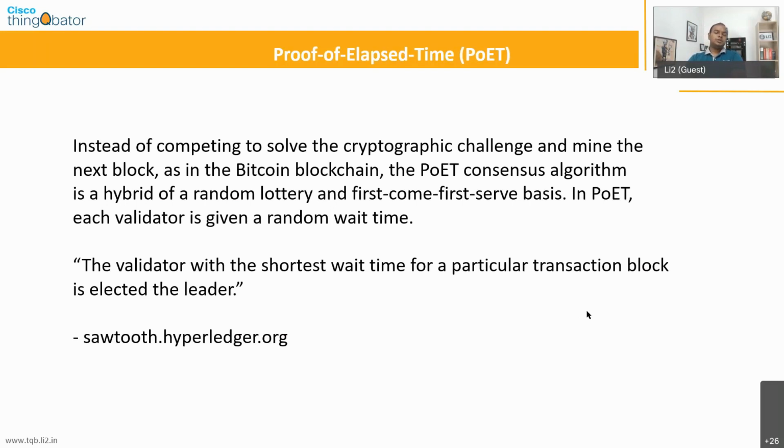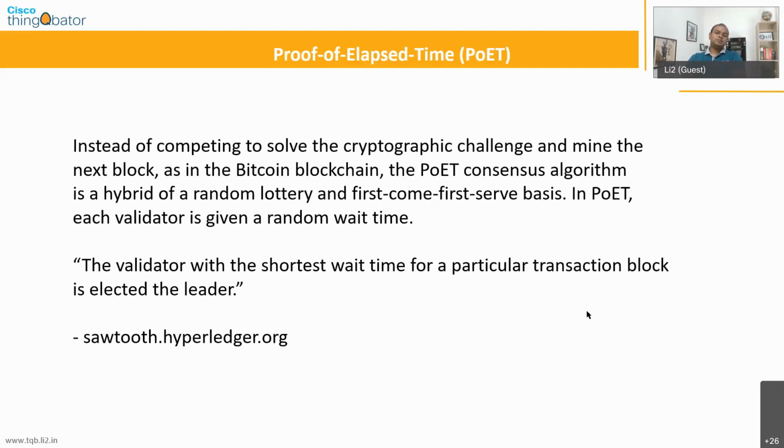Here, the opportunity to create a new block in the blockchain doesn't depend on the amount of money that you hold in the network or the amount of compute resources that you have. It depends completely on a random generator, which randomly creates a wait time for all the nodes in the network. And whichever node gets the least wait time will have the first opportunity to create the block.